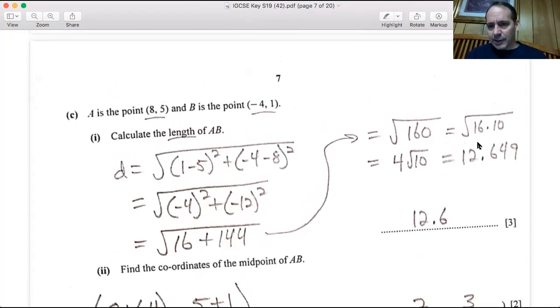And the square root of that, I kind of simplified the radical there. You don't have to, you just plug it in your calculator. Square root of 160 is 12.6 to 3 significant figures.